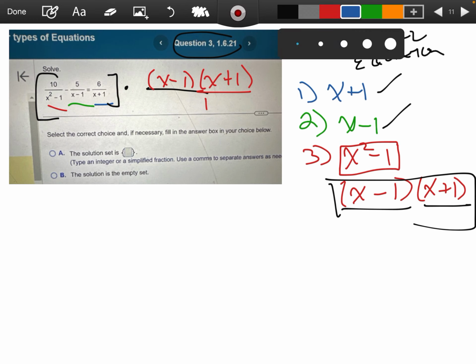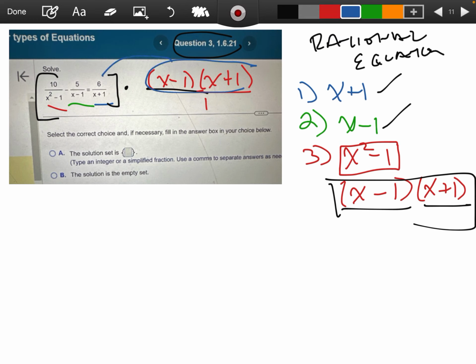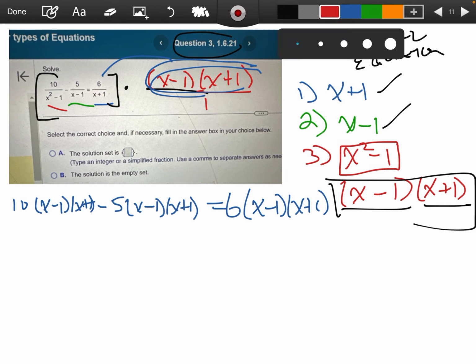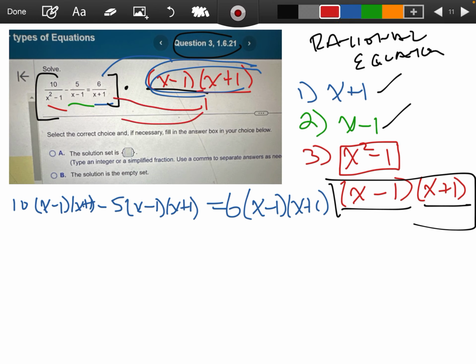And I'm going to go super slow here, y'all. I'm going to take this guy and multiply it by the first piece. So we're going to have a 6(x minus 1)(x plus 1) equals, we're going to have minus 5, because there's a minus 5 right there, (x minus 1)(x plus 1), okay? And then we're going to have a 10(x minus 1)(x plus 1), okay? And now, y'all, we're going to multiply the bottom numbers here by 1. Since we're multiplying the bottom numbers by 1, y'all, they do not change.